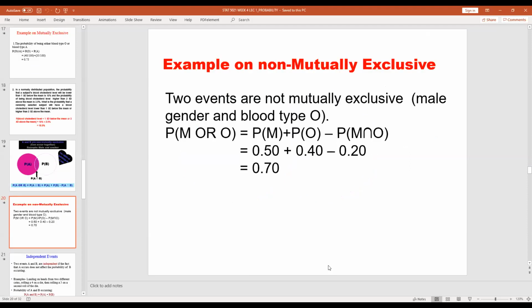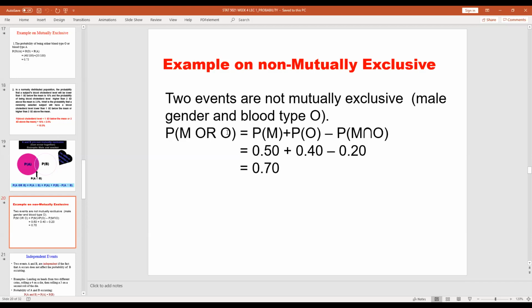Okay, and this is an example. I still want to use that table of problem, and take a look at this question. It said two events are not mutually exclusive. For instance, what is the probability that a person is going to be male, or belong to blood group A or blood group O? If you take a look at what I have here, what is the probability that when I choose somebody from that respondent, the person is going to be male, or belong to blood group O. And let me tell you something.